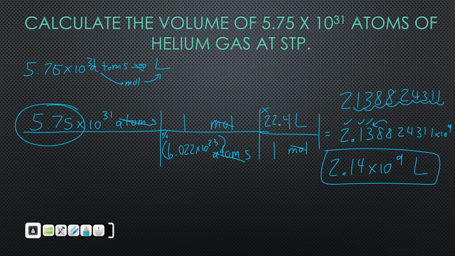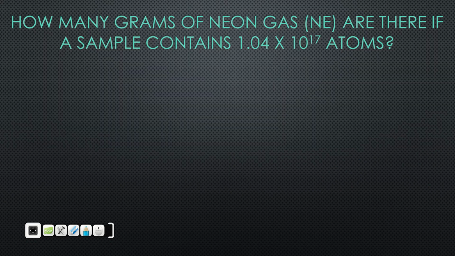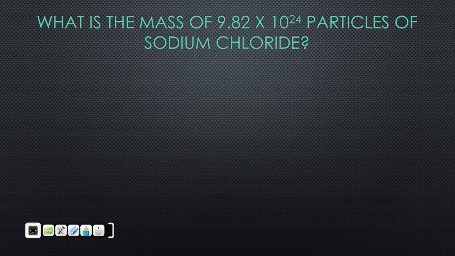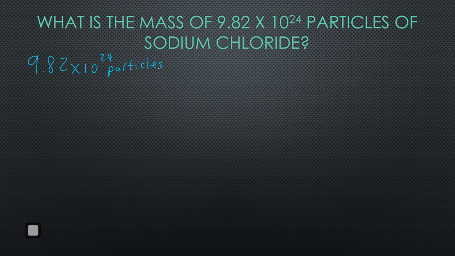All right, let's try a couple with mass. Let's just do different ones. So molecules, we're going to do one in here, and we'll do mass to volume. So it says, what is the mass? Let's just pick this one. What is the mass of 9.82 times 10 to the 24th particles? And I want to go to mass, grams. I can't go directly there. I'm going to the mole. Mole goes to grams. Okay?